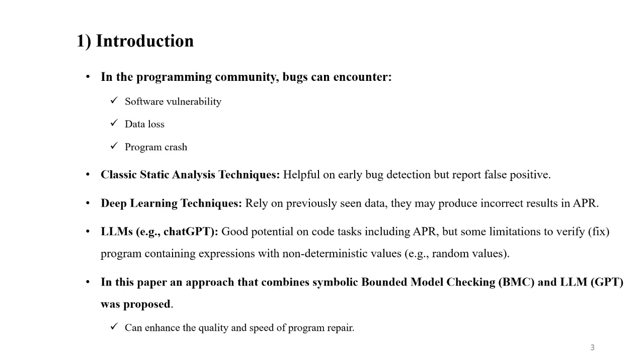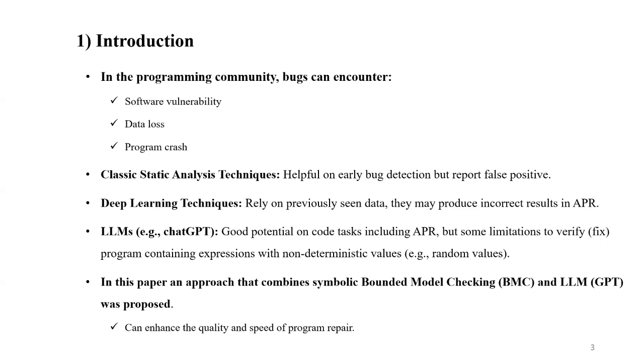As I think most of the audience in this session are programmers or developers in programmer-related tasks, in programming there are bugs, it's obvious. If there is a bug, we can encounter software vulnerability. The worst one is data loss, which is the very worst thing. The entire program can also crash. Previously, there were traditional methods like classical static analysis techniques to detect bugs, but there are problems with these techniques. False positives are too many and cumbersome for developers. Developers can be busy with false positives.